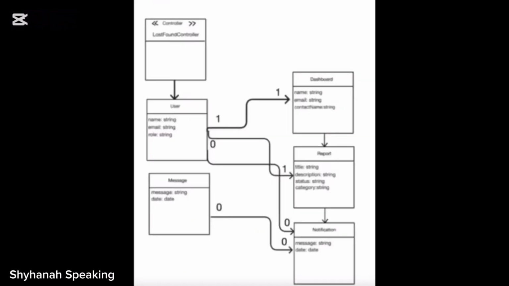Now I'll be talking about the design class diagram, or the DCD. It shows the main classes in a system, the key data each one stores, and the relationships between them. It's created directly from the use case scenarios to show the system structure before adding methods or code.